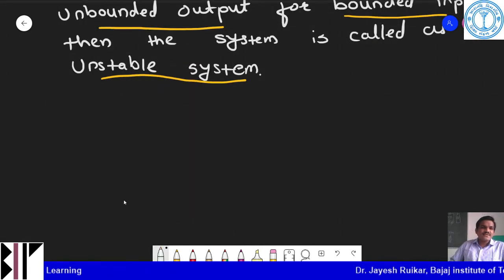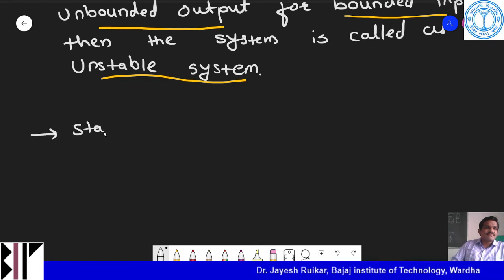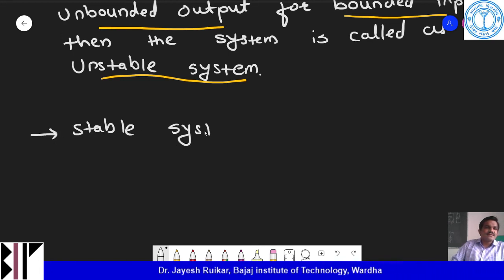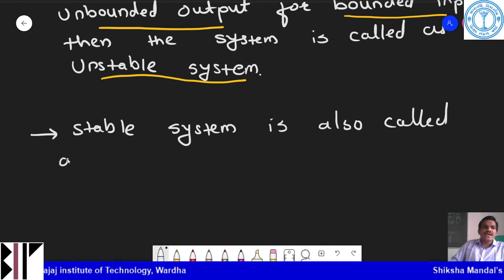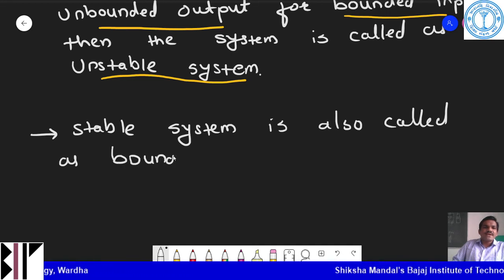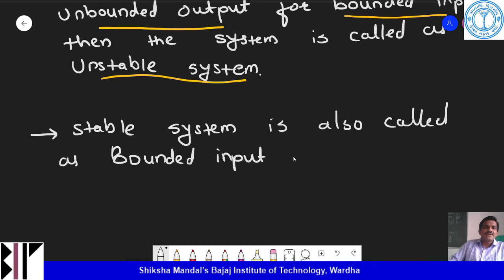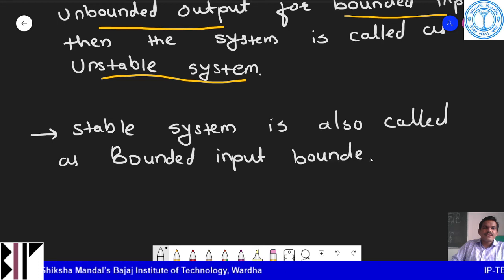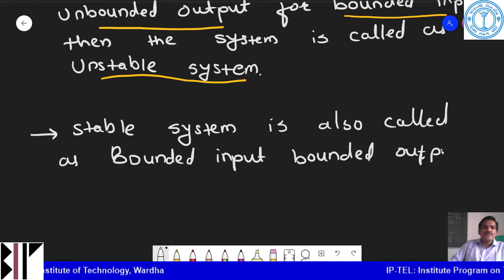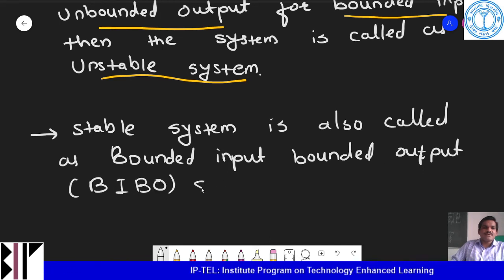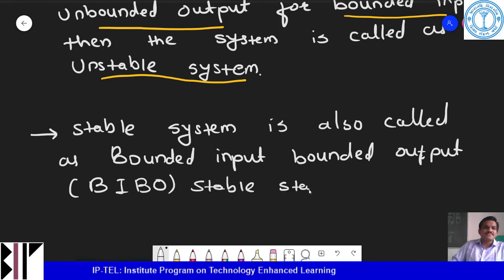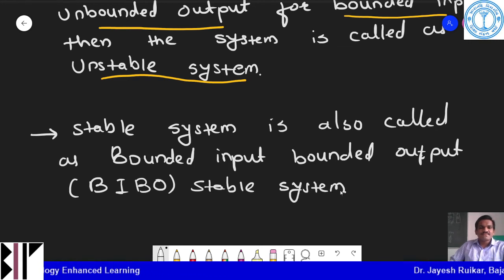The stable system is also called by another name: bounded input, bounded output. That is a BIBO stable system. Fine.